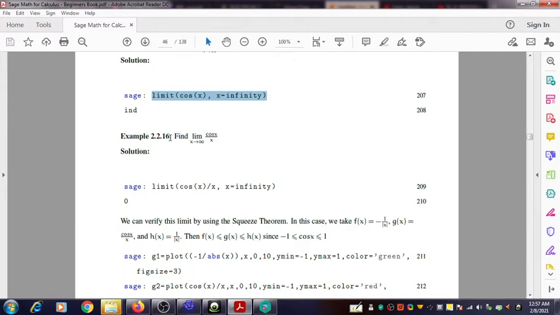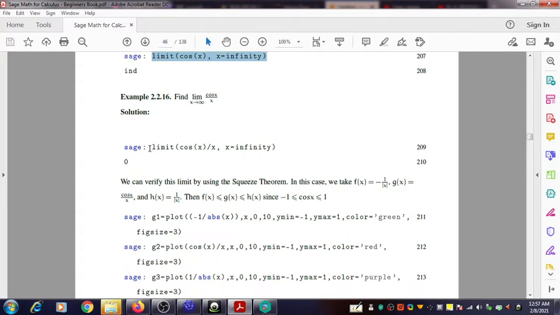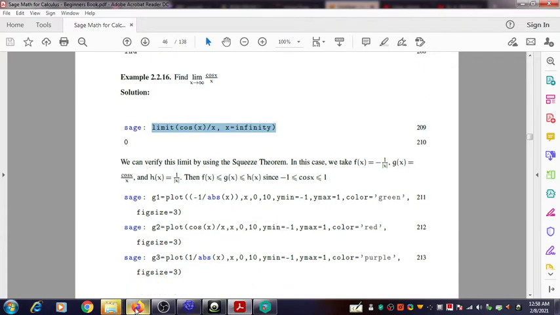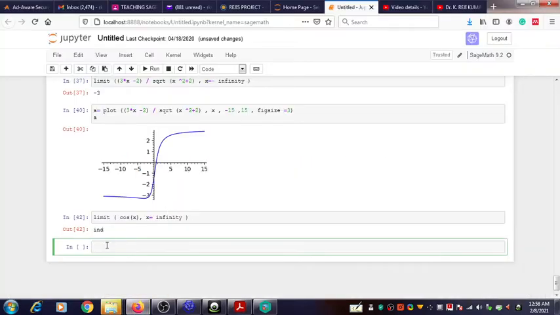And then another example here is given: find the limit of cos x by x as x tends to infinity. You can obtain that limit directly using this command, limit of cos x by x comma x at infinity. First let's try that. After that we'll use another method for approximating the limit.